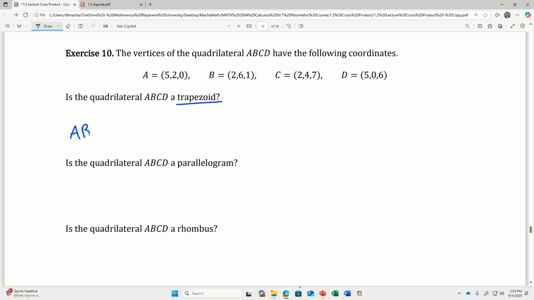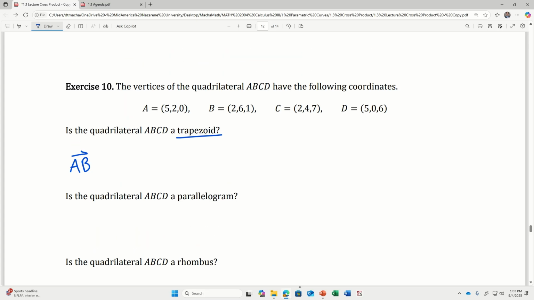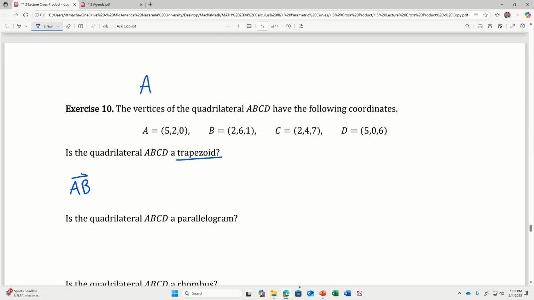Well, I can say one of these sides is going to be AB, and I should be really clear about this too. If I'm talking about a vector AB, I like to draw a little half arrow over the top that says this is a vector where the tail is at A and the tip is at B. And you can calculate this just by subtracting B minus A. So AB is going to be negative 3, 4, 1.